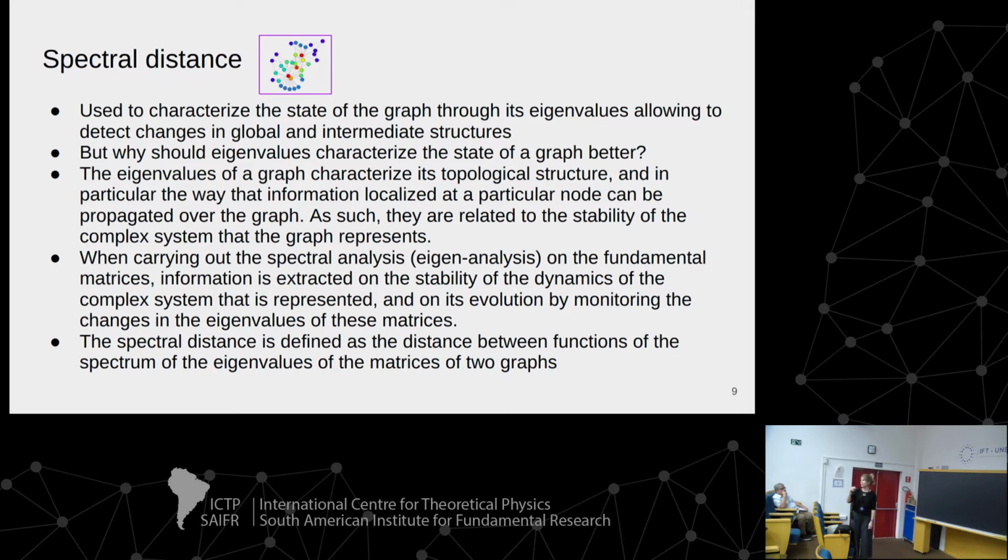For the mathematical representation, I invite you to look, because otherwise, this is why I did not put it here. If you analyze the eigenvalues of the matrix, you can really relate it to the stability of the network. So there is a direct relation. So the spectral distance will be defined as a distance between the functions of the spectrum of the eigenvalues of the matrices of both graphs.